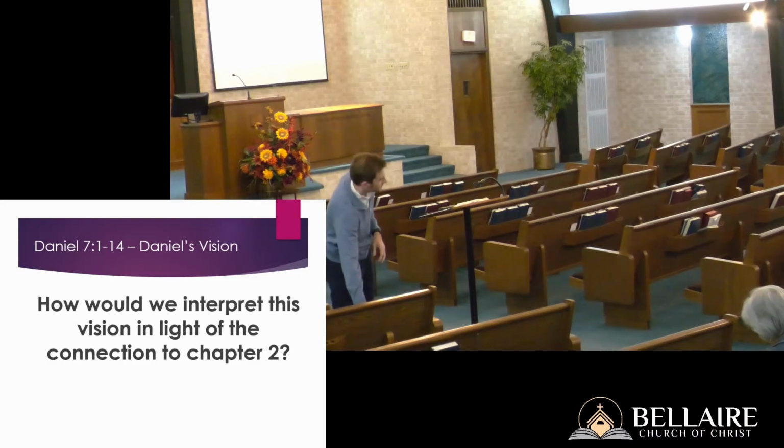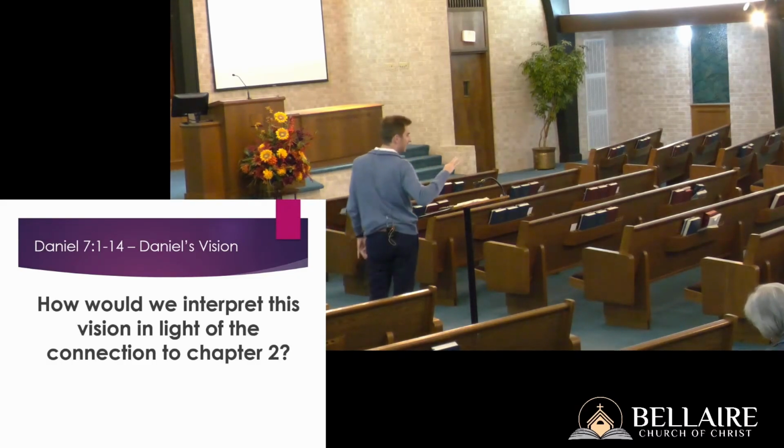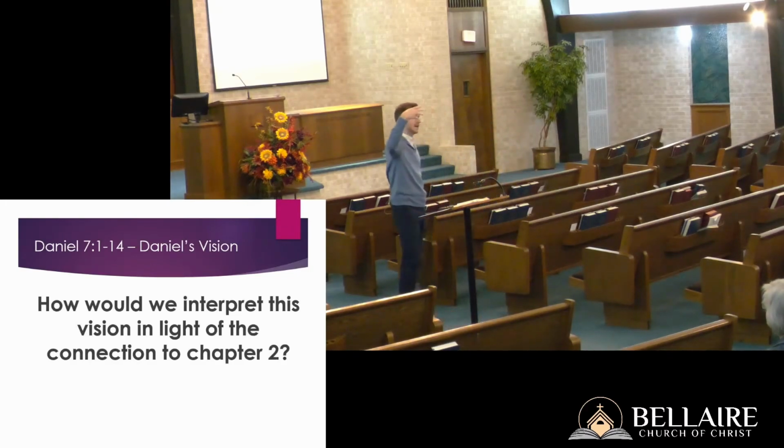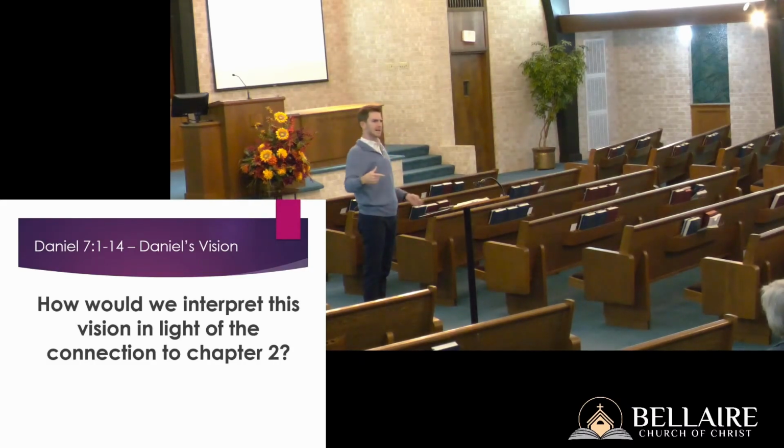Albert's showing me the number 4 here, okay? How does the number 4 connect these two chapters? Four parts of the statue in chapter 2, and in chapter 7, four beasts, okay? So again, if we're using our knowledge from chapter 2, Daniel told Nebuchadnezzar, it always helps to have somebody in the text tell you the answer so we don't have to make it up ourselves, okay?